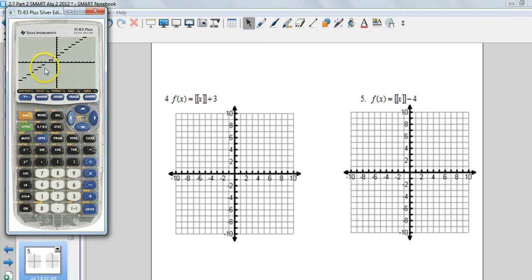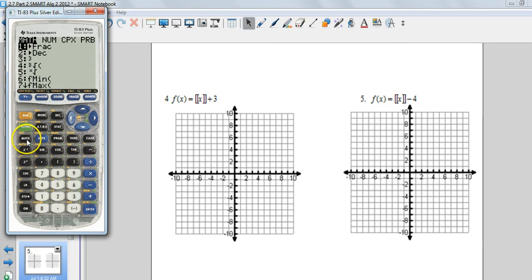So I want you to take this and transfer it to your paper. Now again, I want to caution you, each one of these stair steppers has an open and a closed circle on one end, a closed circle on the left side, and an open circle on the right side. I'm not going to make you graph those because that would just be too much to look at. So just draw me little tiny stair steppers that match what's on your calculator. Okay, we're going to do the same thing for number 5. This time it's the absolute value, greatest integer of x minus 4.